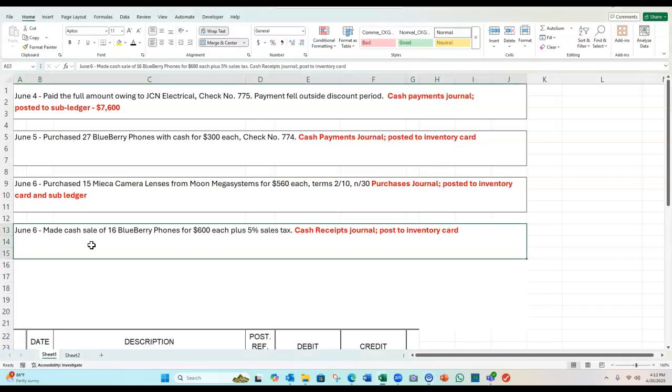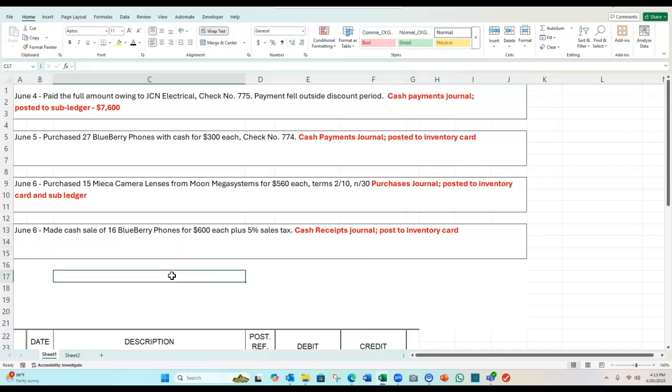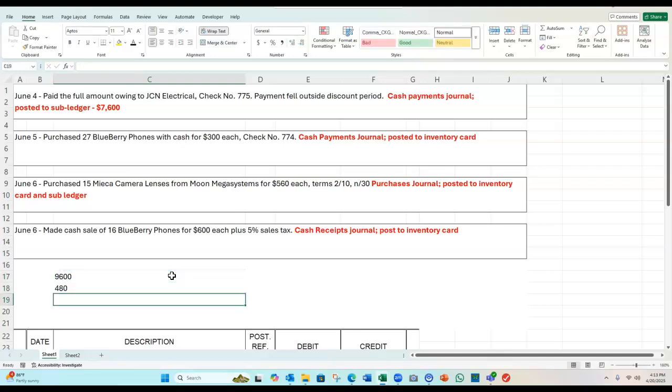Let's record a cash sale of some merchandise in a special journal. First, we'll look at it in the regular general journal format. So 16 Blueberry phones, 16 at $600 a piece. That is going to be the amount of my revenue. The sales tax is going to be 5% of that, or $480.